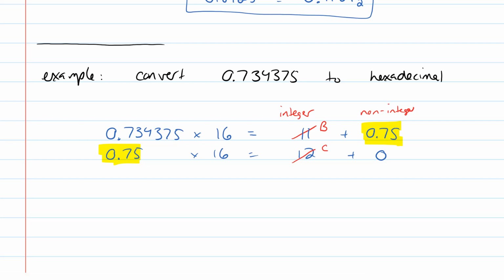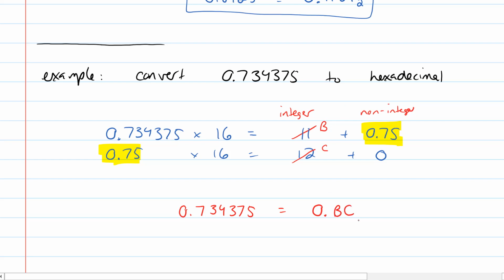And from this we can conclude that 0.734375 base 10 is equal to 0. Remember, the number in hexadecimal is going to be less than 1 because the number in base 10 is less than 1, so it's going to be a decimal, and it's a nice practice to write the leading 0. And then we take these numbers starting from the top and going down, so we'll get BC base 16.